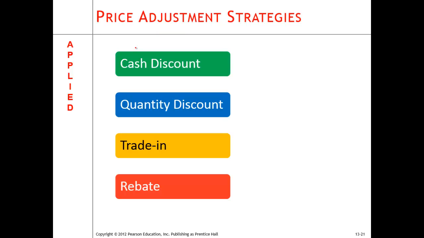As we said earlier, price can be changed rather quickly. As such, price is a tactical element of the marketing mix. Common price adjustment strategies include cash discounts. A cash discount is a situation in which a consumer receives a discount for paying with cash. They could receive a discount because when they pay with a credit card, the credit card companies usually charge the merchant a processing fee.